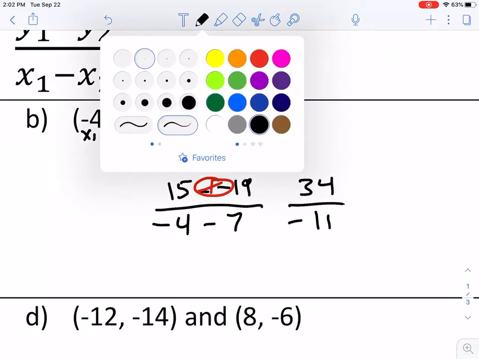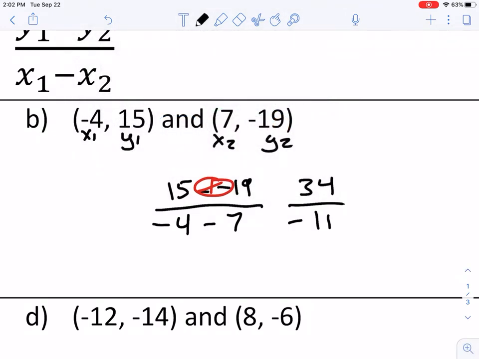These will not reduce, so my slope is, and I'm going to write this negative. We usually don't write it in the denominator. We're going to write it either off to the side or with the 34. So negative 34 over 11.